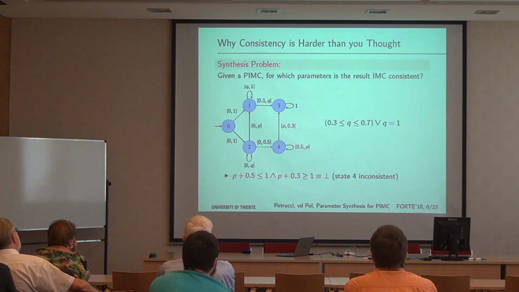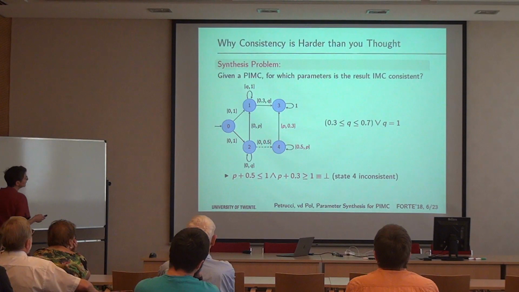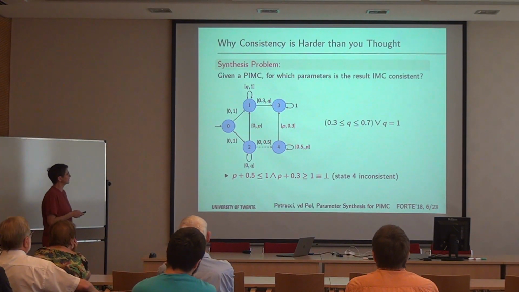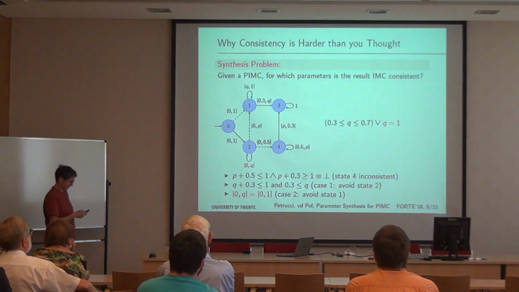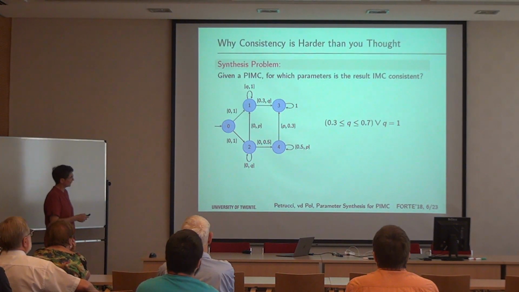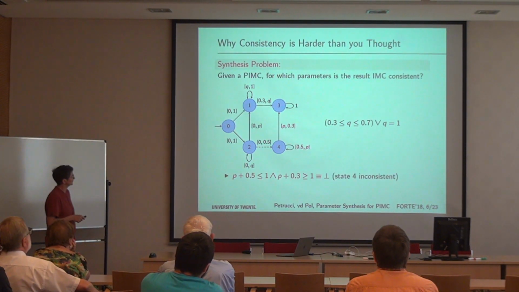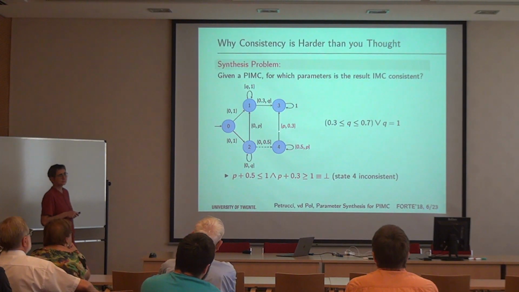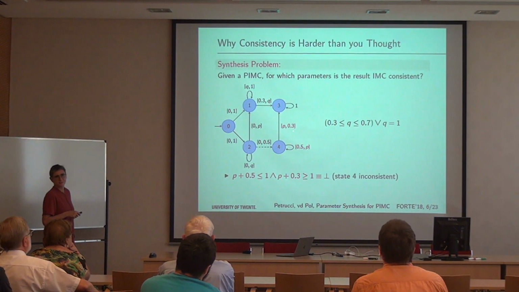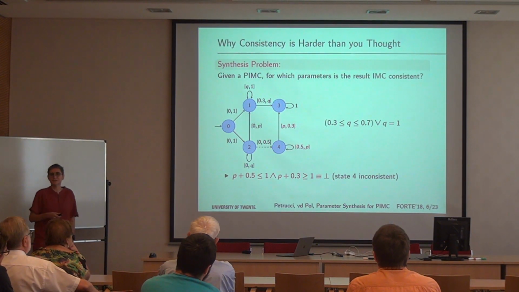So what we note here is that state 4 is not consistent. Indeed, from here, for this interval to be correct, we need P to be less than 0.3, because the lower bound must be smaller than the upper bound.